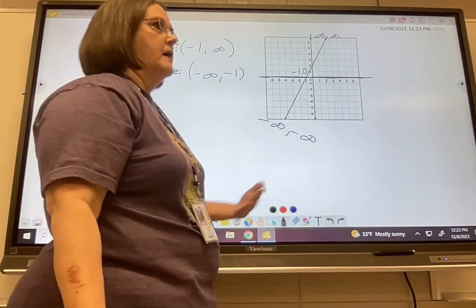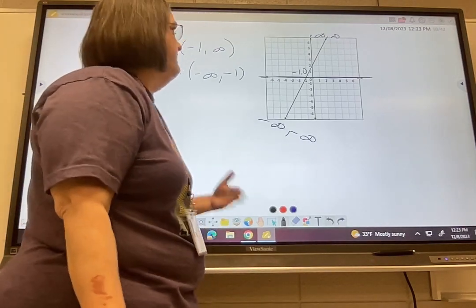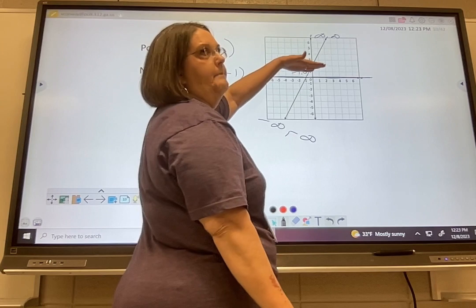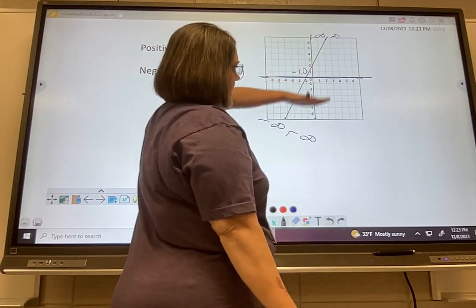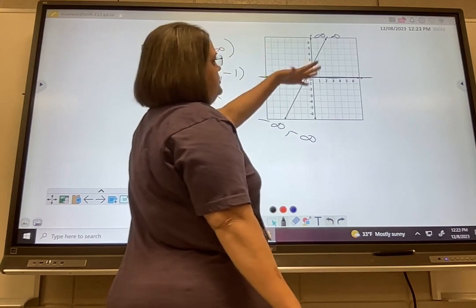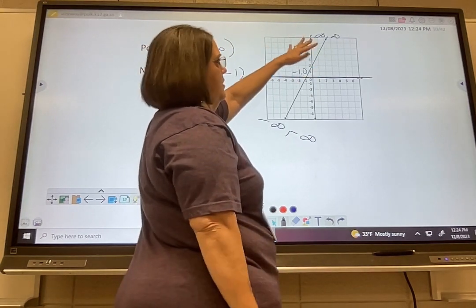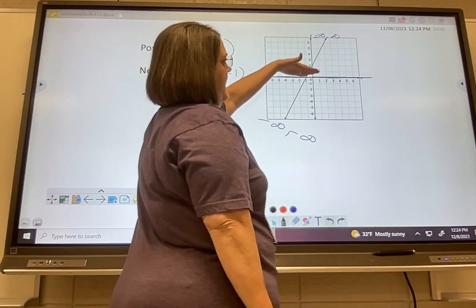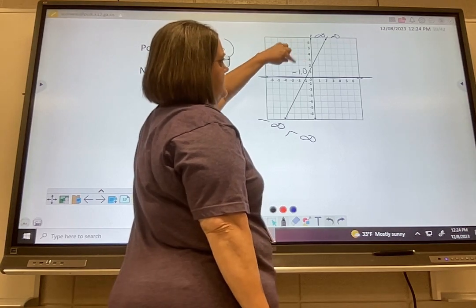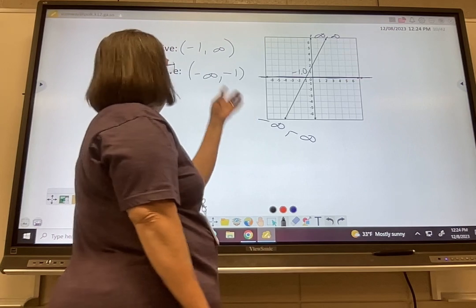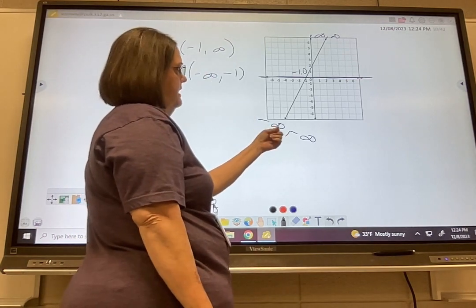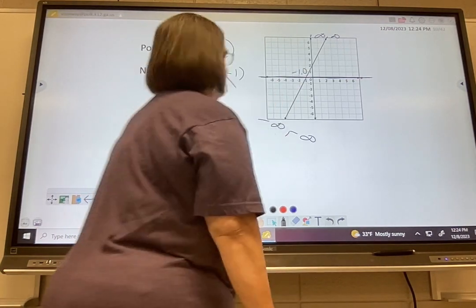So when it says positive, what it really is talking about is where is y positive. Y is positive up here, y is negative down here. And it wants you to label what the x-coordinate is. So the x-coordinates where y is positive are -1 to infinity. The x-coordinates where y is negative are -infinity to -1.